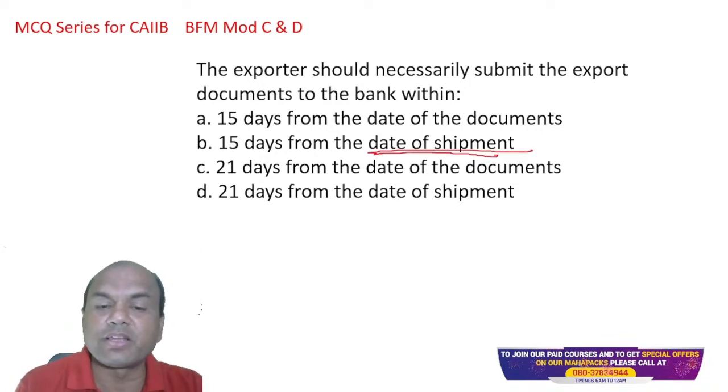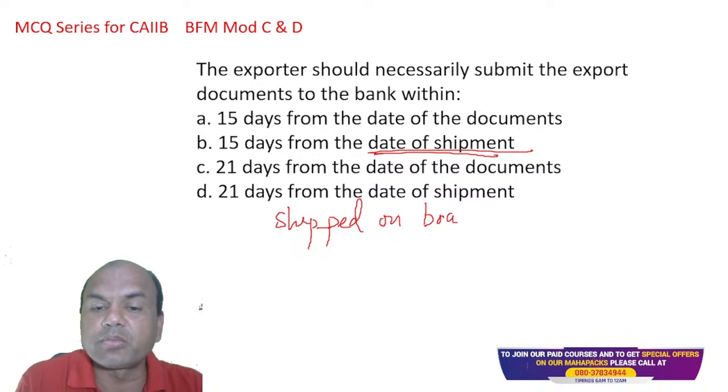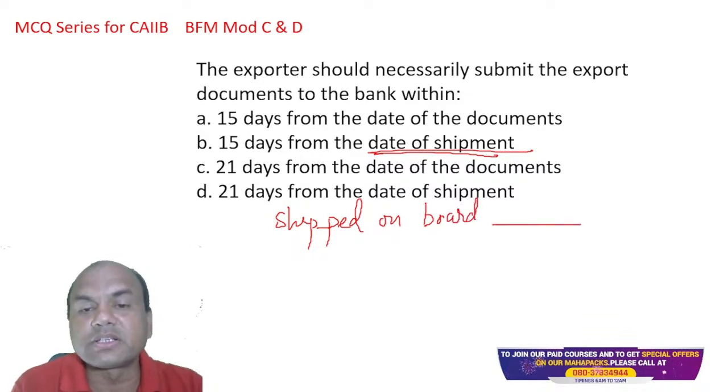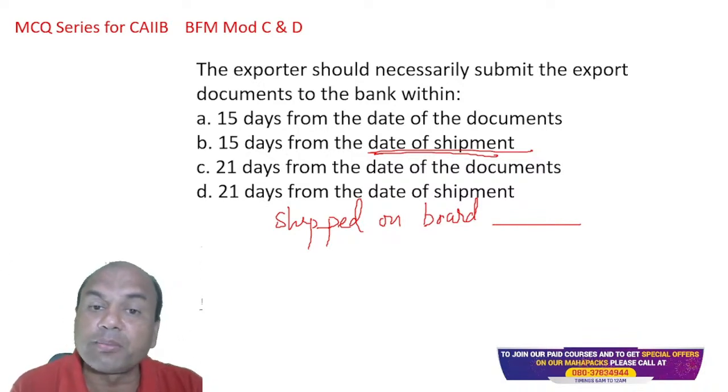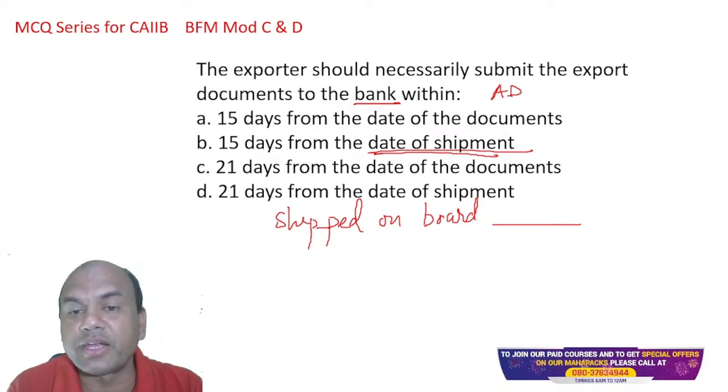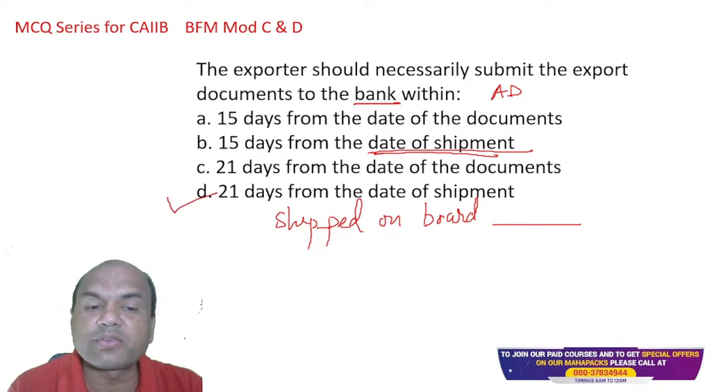Shipment date means whenever you get that bill of lading, on that there is a stamp called shipped on board. This shipped on board stamp, whatever date it has, that is known as the date of shipment. So this exporter has to submit the documents to the bank. The actual word is not bank, it is called AD, authorized dealer. So the exporter has to submit the documents to the AD within 21 days from the date of shipment.